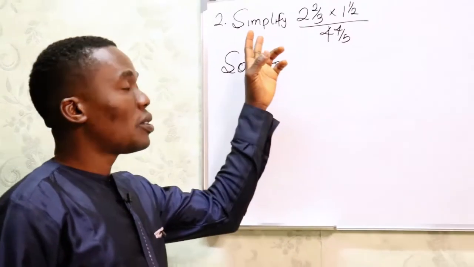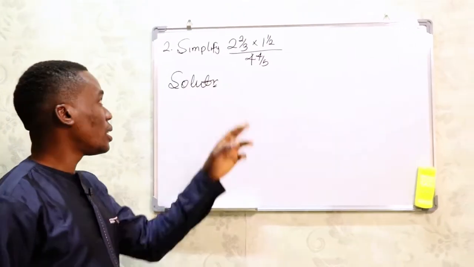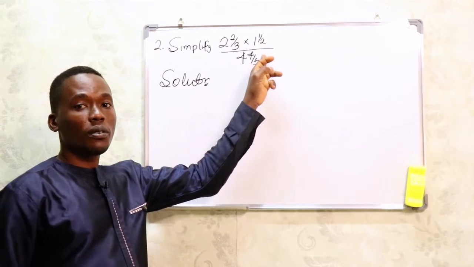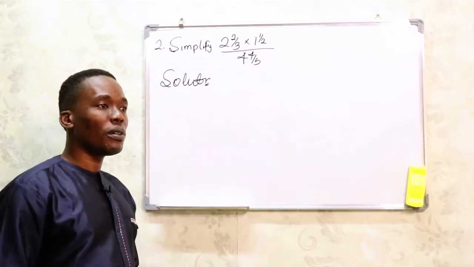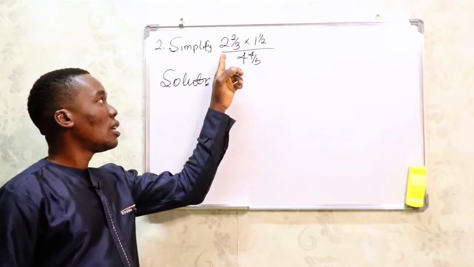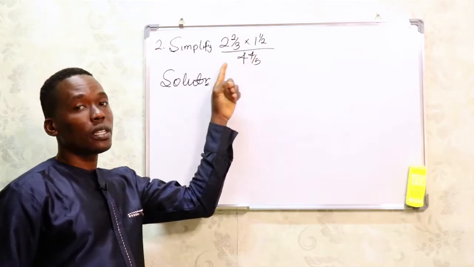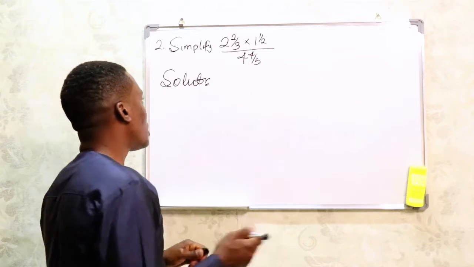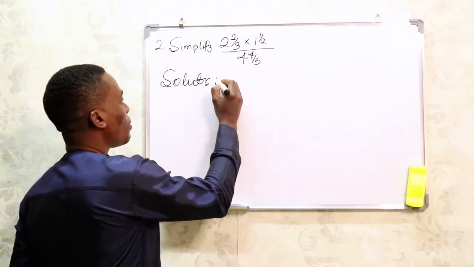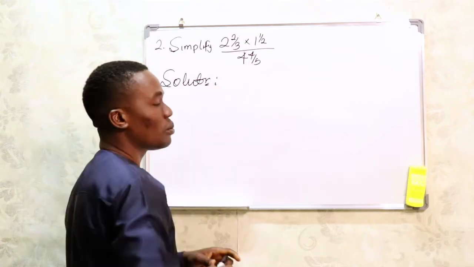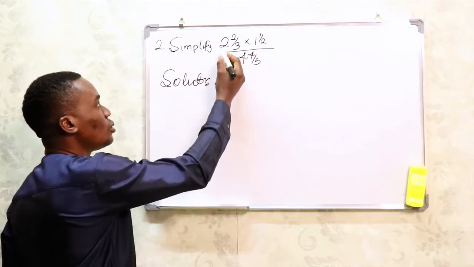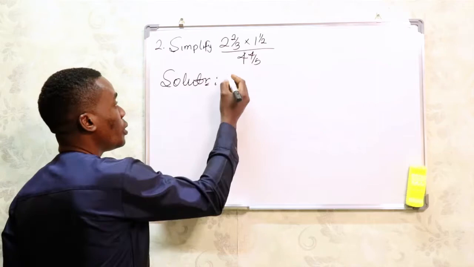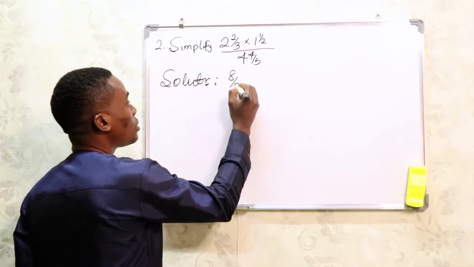The sample question 2, as displayed on the screen, is simplify these fractional values. Now to go about simplifying this, we need to first convert all these mixed fractions to improper fractions. If we want to do that, we will simplify them together. Let's do it together. 2 times 3 will give us 6. 6 plus 2 will give you 8/3.